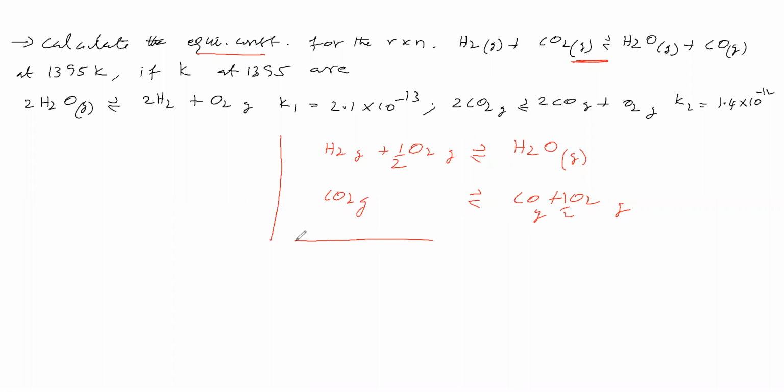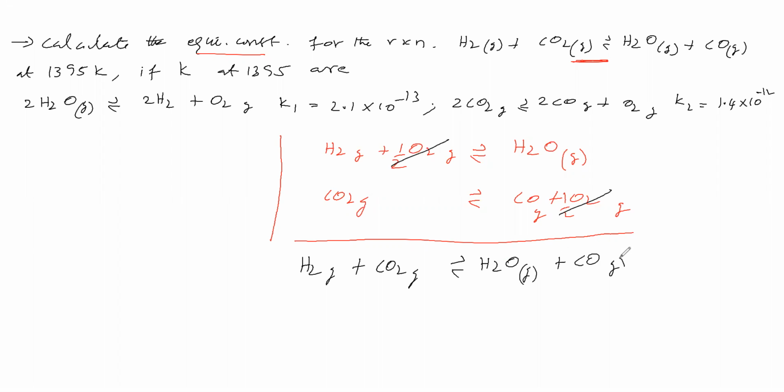Now let us add these two equations. On adding these two equations, what will we get? The common terms cancel: half O2 cancels. Therefore, we are getting hydrogen gas plus CO2 gas gives H2O gas plus CO gas. So we got the required equation on adding these two.